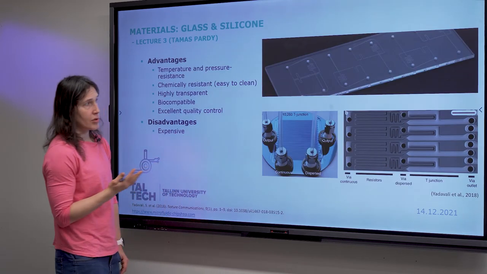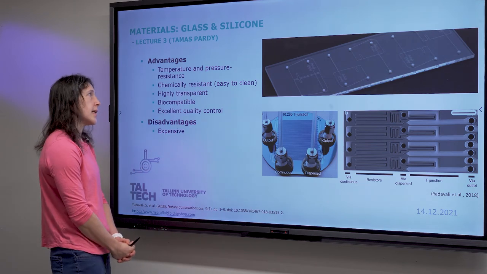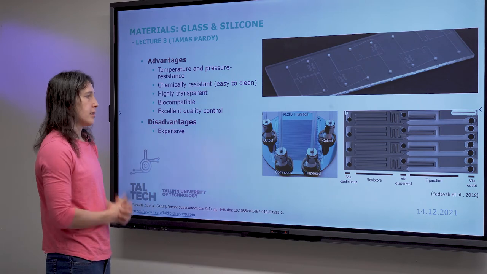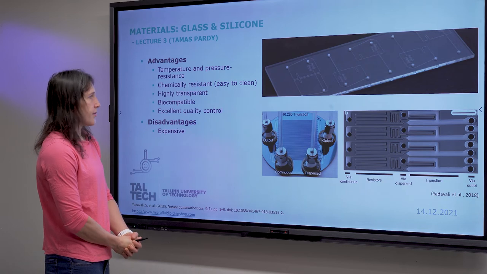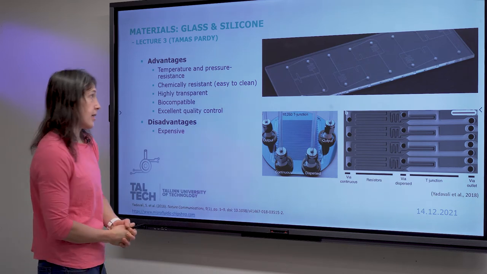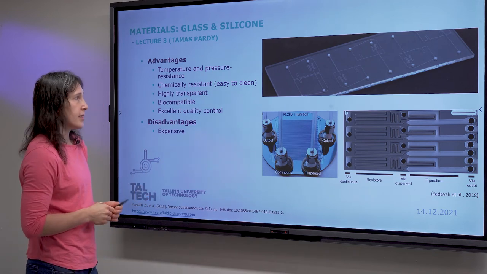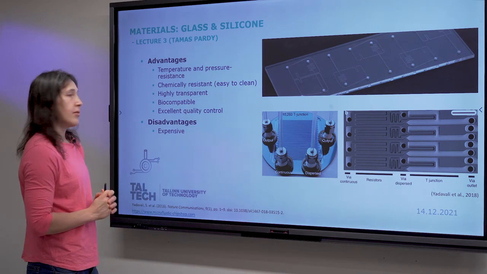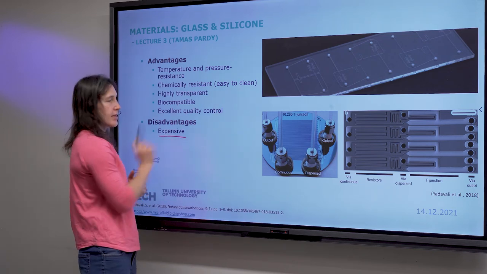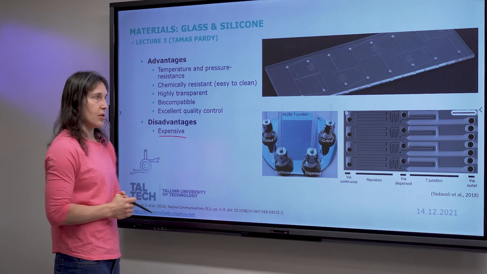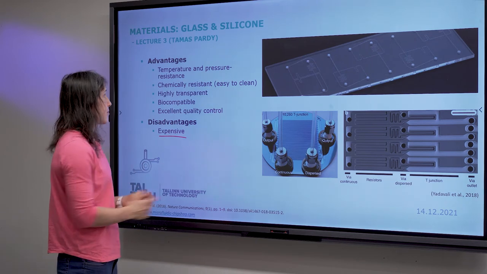But then you can also use glass and silicone. And again, they have slightly different advantages and disadvantages. Mostly if you want to commercialize things, then it is very good to use glass or silicone. However, then you have the major disadvantage that it's quite expensive. So you have to choose what you want.